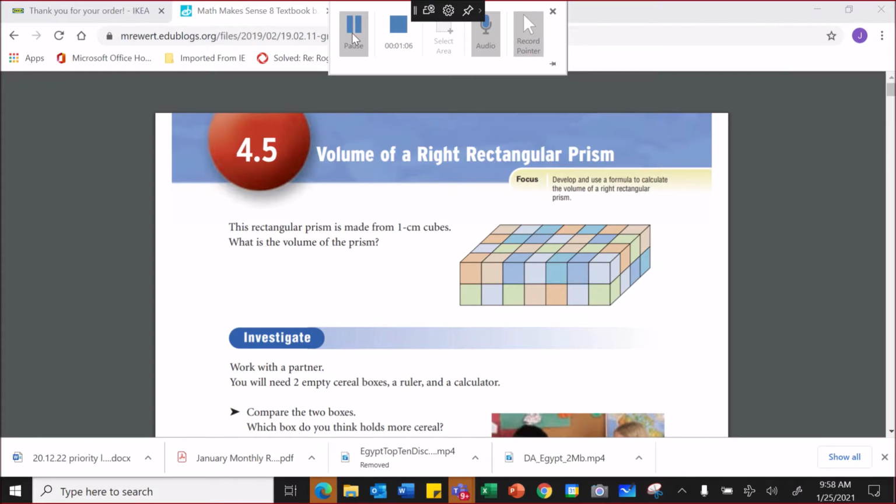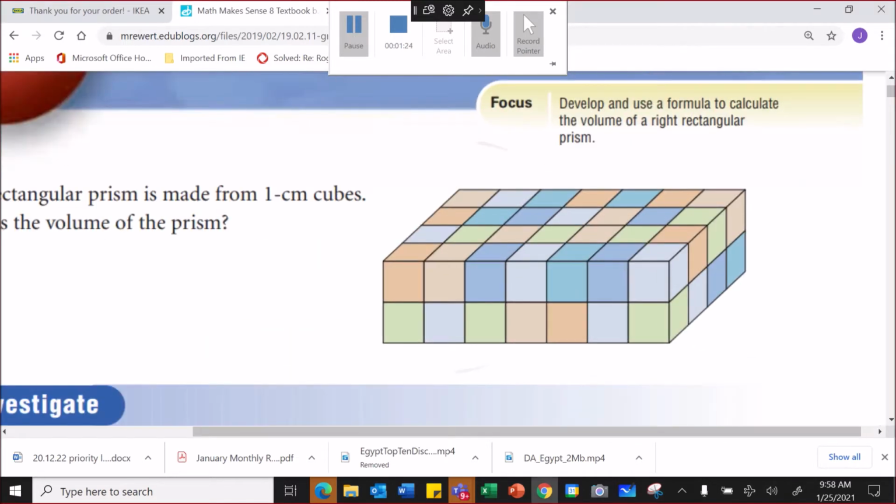All right, so volume of a right rectangular prism. So first off, grade 8s, grab your show me boards real fast. I'm going to give you your first one. I just want one number on your board, unless you think you know how to write the math sentence that got you there. I would like to know the volume of this shape right here in front of us.